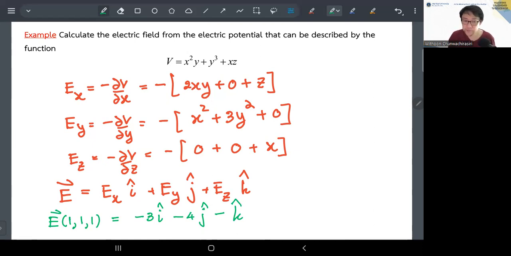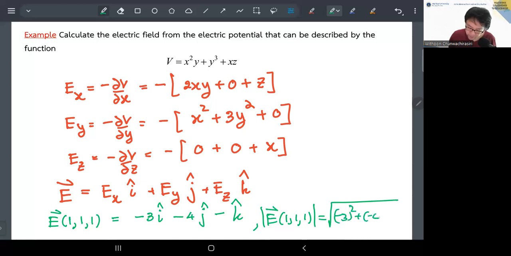Okay. Cool. And from this point on, if you want to find the magnitude of E at (1,1,1), all you have to do is use the Pythagorean theorem: negative 3 squared plus negative 4 squared plus negative 1 squared. So you'll be able to trace back to get the magnitude of this electric field at whatever point you want. And your job is done. Cool.